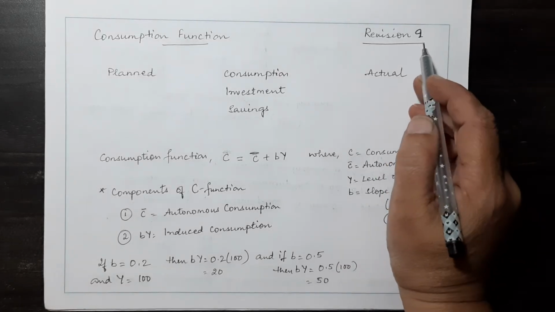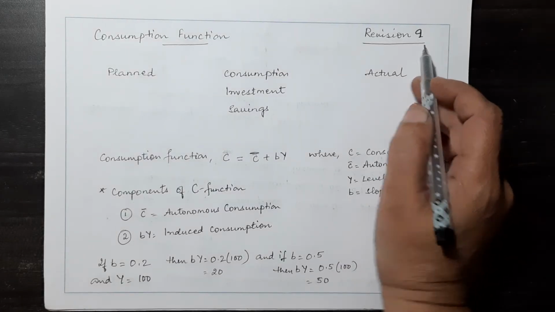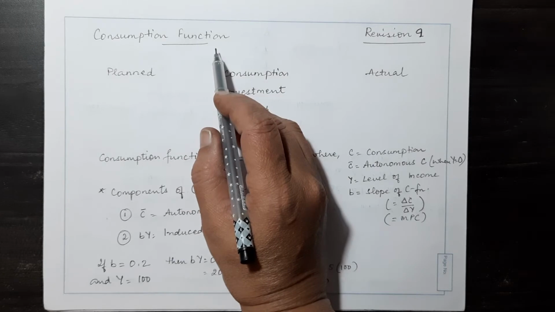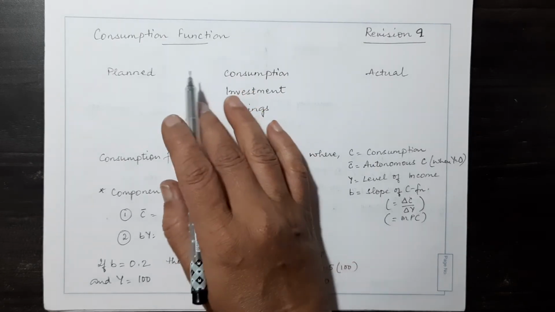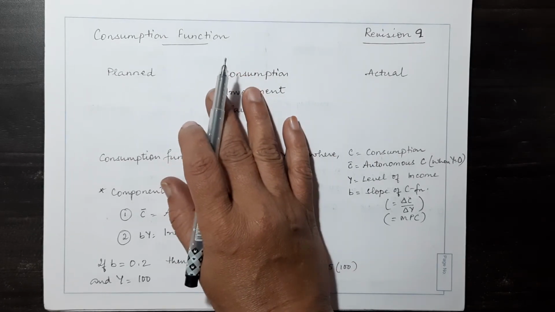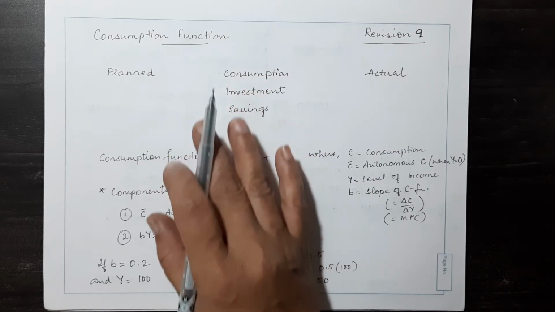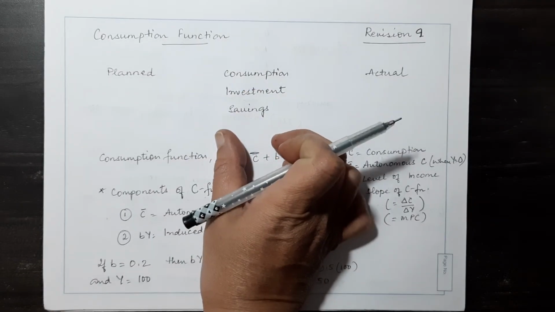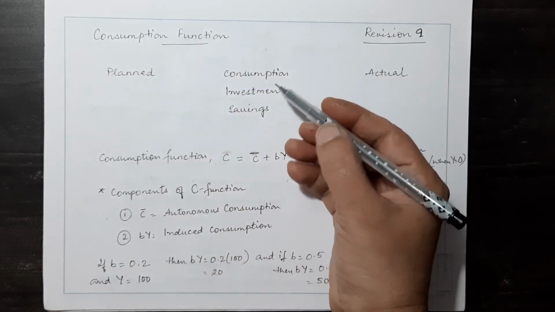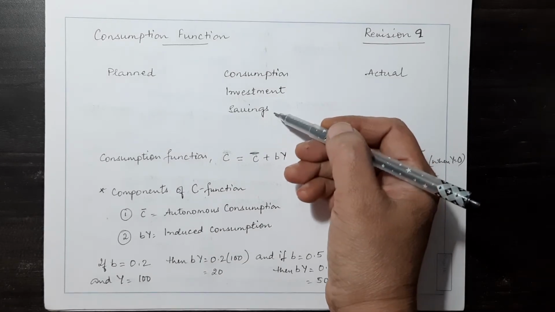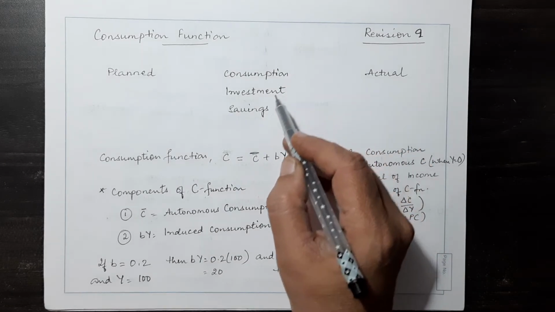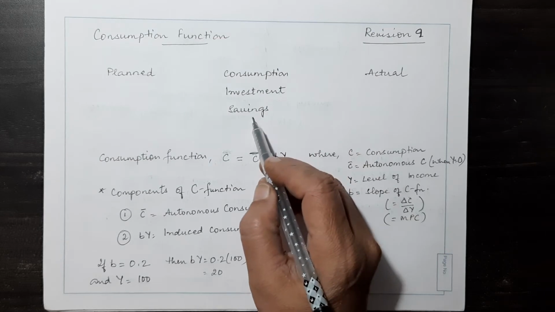In our episode revision 9, let's discuss consumption function. Now, before we go into consumption function, we need to understand these. Once again, we will revise. See, there are three activities: consumption, investment, and savings.